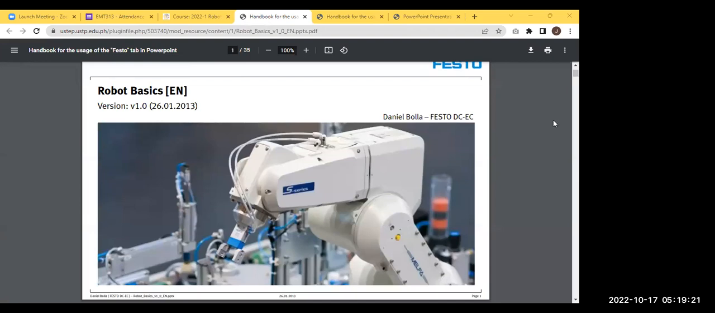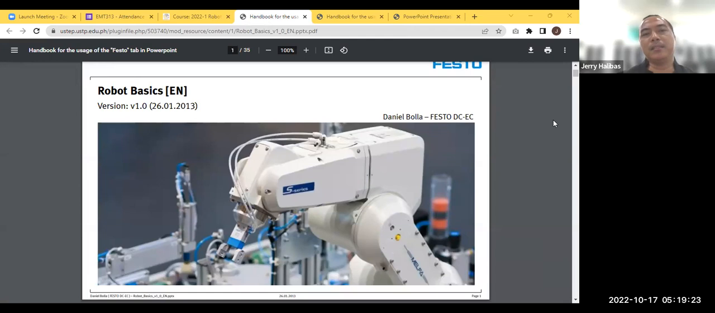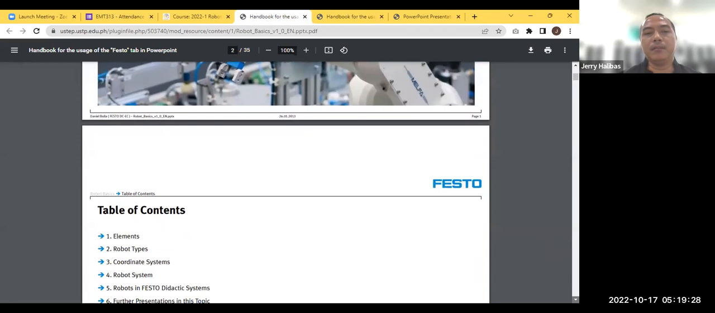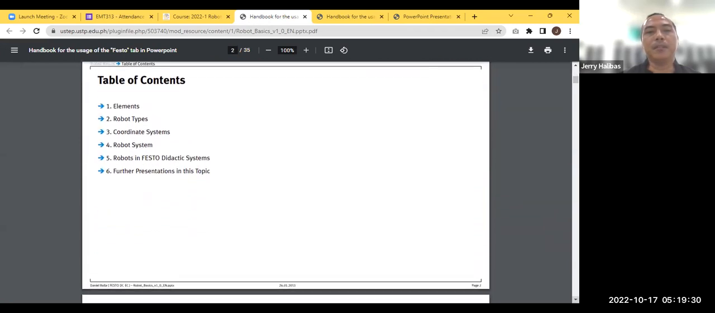Okay, so this is Robot Basics by Festo. So these are our table of contents.